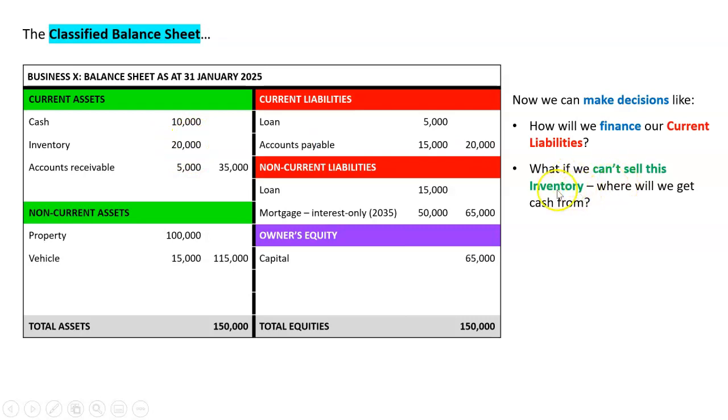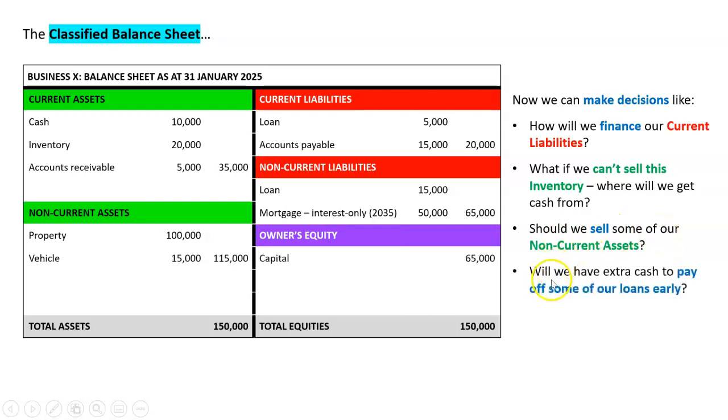What if we can't sell this inventory though? Where will we get the cash from? Okay, well now I can go, oh, maybe I might need to dip into these. Maybe I need to sell this property or sell this vehicle, for example. And that answers our next decision. Should we sell some of our non-current assets? Will we have extra cash to pay off some of our loans early?